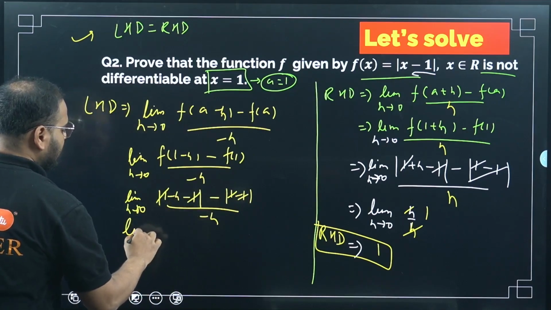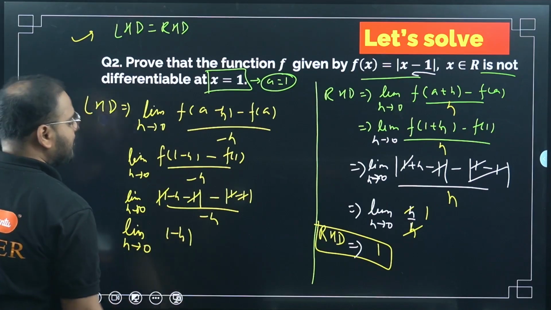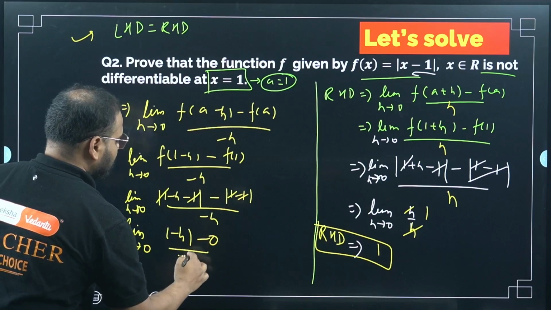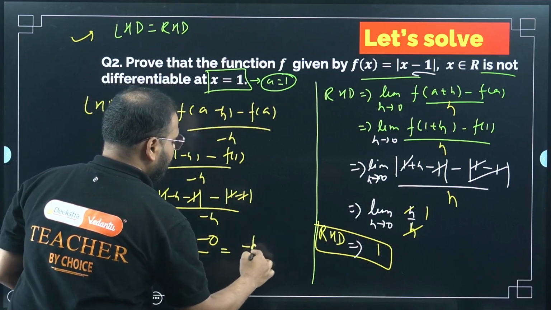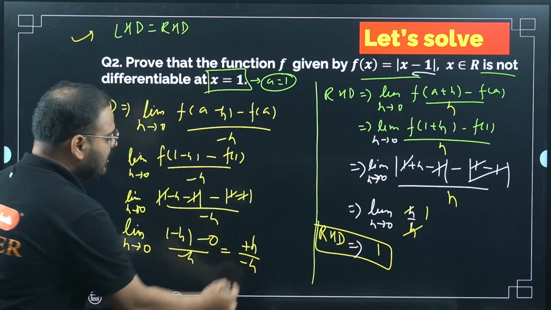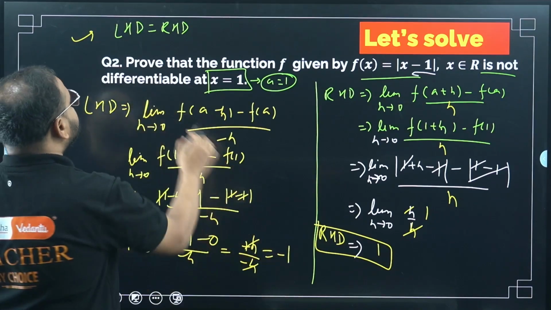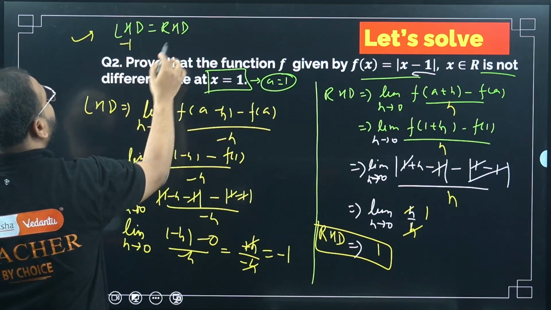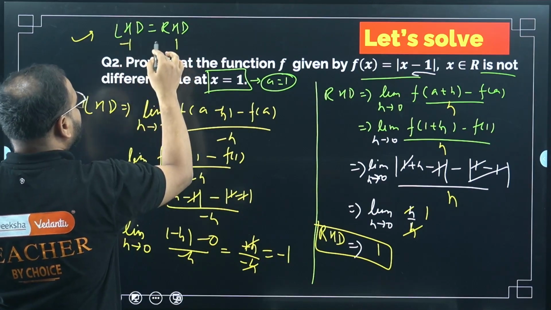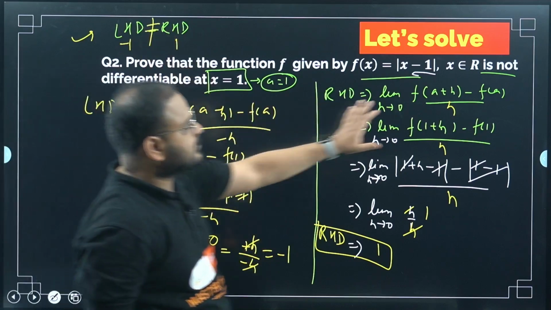What is left over here? I have this left: limit h tends to 0, mod of minus h minus 0 upon minus h. How much is that? Mod of minus h is positive h. Cancel it. How much is the answer? Minus 1. So please check here. My left hand derivative is minus 1. Right hand derivative is plus 1. Are they equal? No, sir. They are not equal. Means not differentiable.